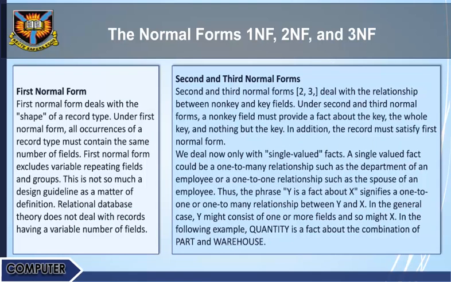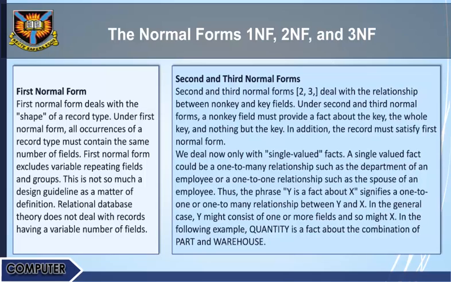First normal form. First normal form deals with the shape of a record type. Under first normal form, all occurrences of a record type must contain the same number of fields. First normal form excludes variable repeating fields and groups. This is not so much a design guideline as a matter of definition. Relational database theory does not deal with records having a variable number of fields.